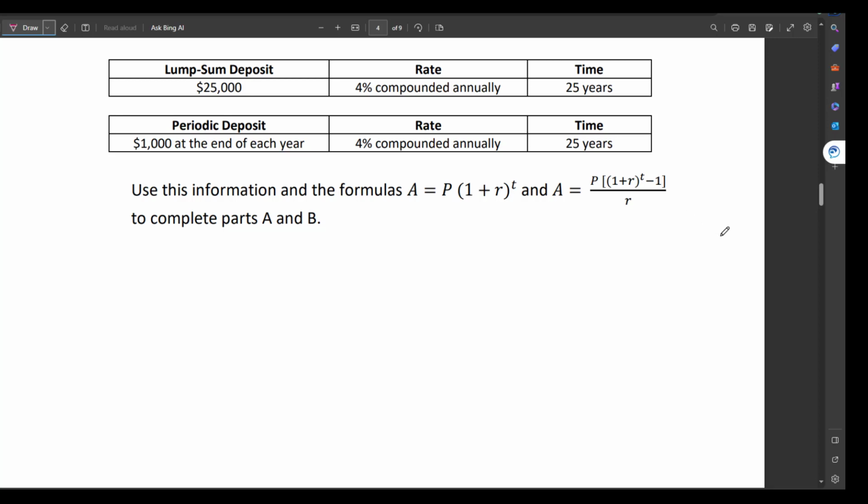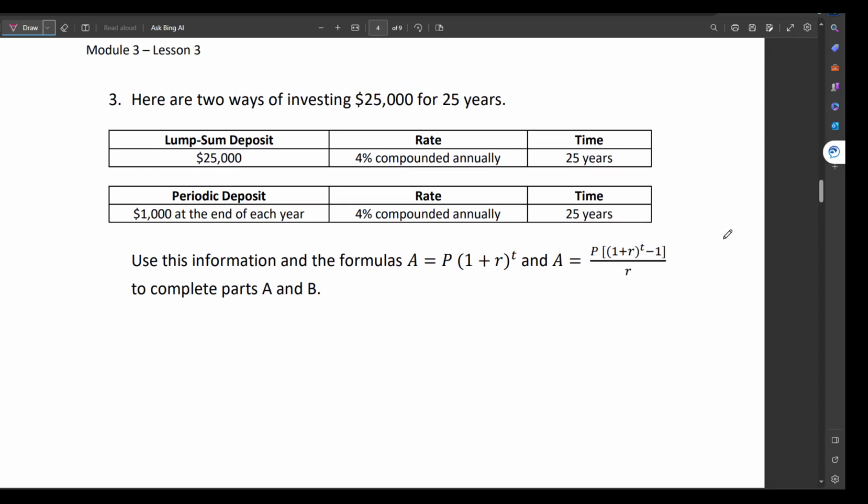So it's compounded annually, so N equals 1. So R equals 0.04 for 4%, and then N equals 1. So the formula that you were originally given was A equals P, and then you have 1 plus R over N, and then to the NT power.